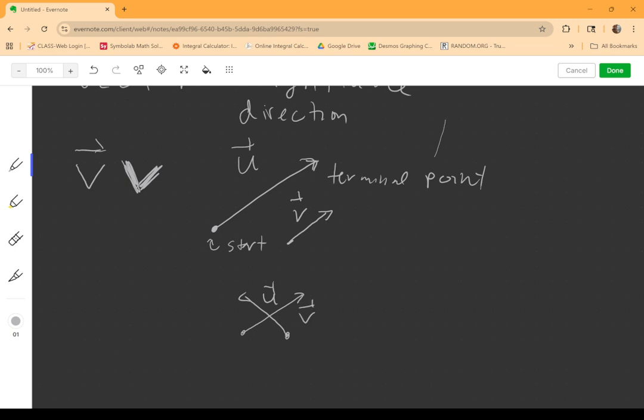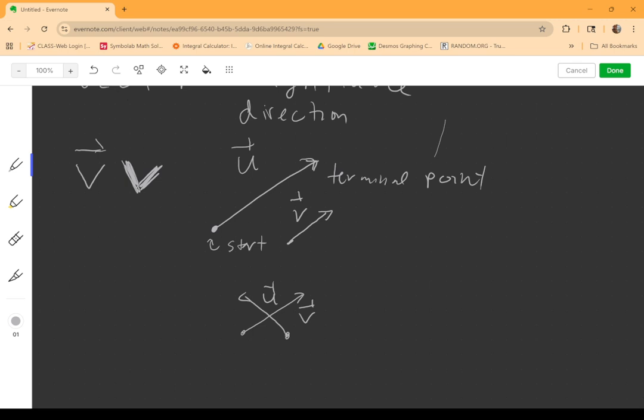Now, if you see in both of these examples, in the first example where we have this vector u and this vector v, they look like they're pointing in the same direction, but they don't have the same magnitude. The length is different. And in this example, they look like they're the same magnitude, the same length, but they're pointed in different directions.